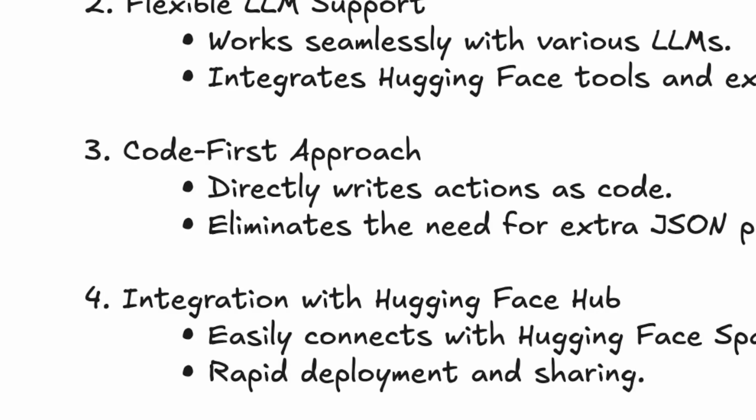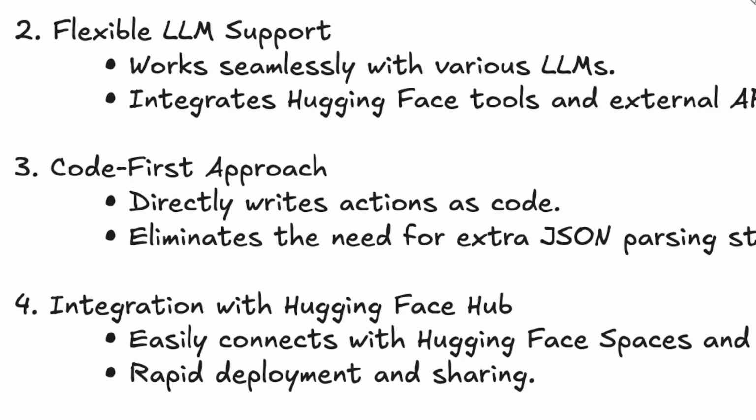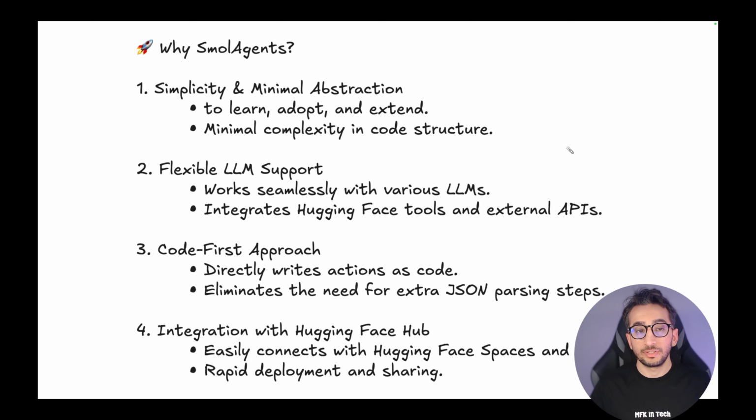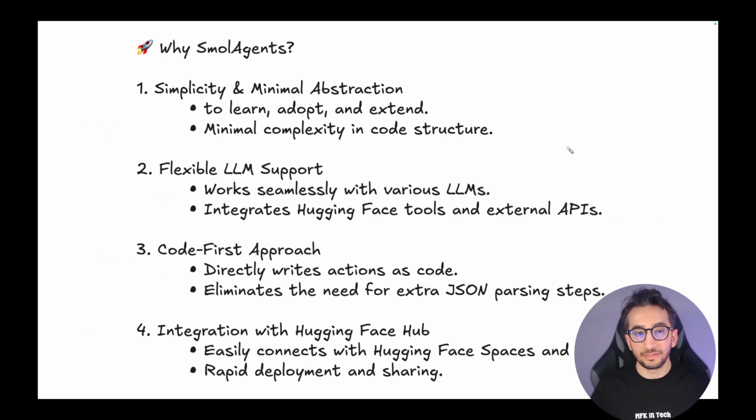It has a code-first approach. In the previous video, we talked about code agents, so the agents that can generate code. So it is easy to do the work in one step. The fourth one is integration with the Hugging Face Hub. With this framework, you can use other agents from the Hugging Face Space, just with one function. You are just saying load tool, get that tool and use it. And it is easy to deploy and share as well. These are all just one-sentence functions.